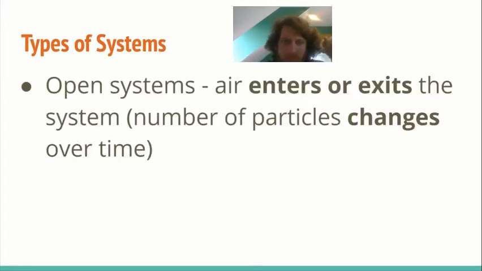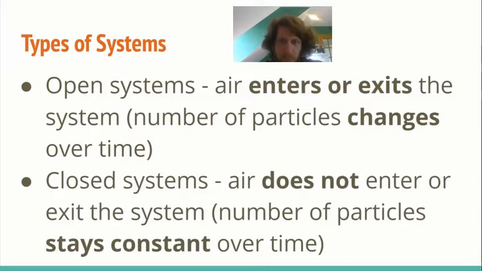So to review, remember that an open system is one where air enters or exits the system. Number of particles can change. A closed system is one where air does not enter or exit the system, so the number of particles stays constant. So far, we have only looked at closed systems because particles was not a factor in any of those equations. This is kind of like when we talked about energy and an open and closed system with energy. Does energy leave the system or enter the system? Well, in that case, it was an open system because we had energy going in or out.